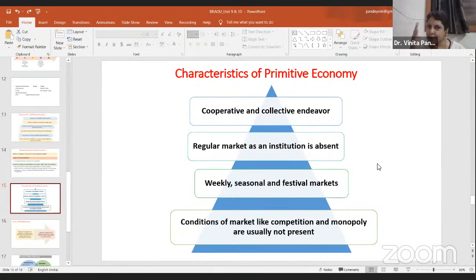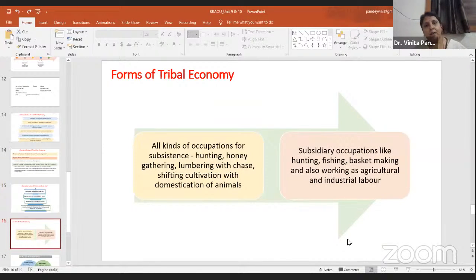Because in primitive economy, despite all kinds of exposure with non-tribal economy, even today, primitive economy by and large is agrarian in nature. And because of some exposure, many people from primitive communities are working as industrial workers in the industries which are established in and around tribal areas. Now all kinds of occupations we find. The primitives at a very basic level of economy are still focusing on collection of forest products, and in that honey is a very, very important product, which is the foundation of the primitive economy. So hunting, honey gathering, lumbering, shifting cultivation.